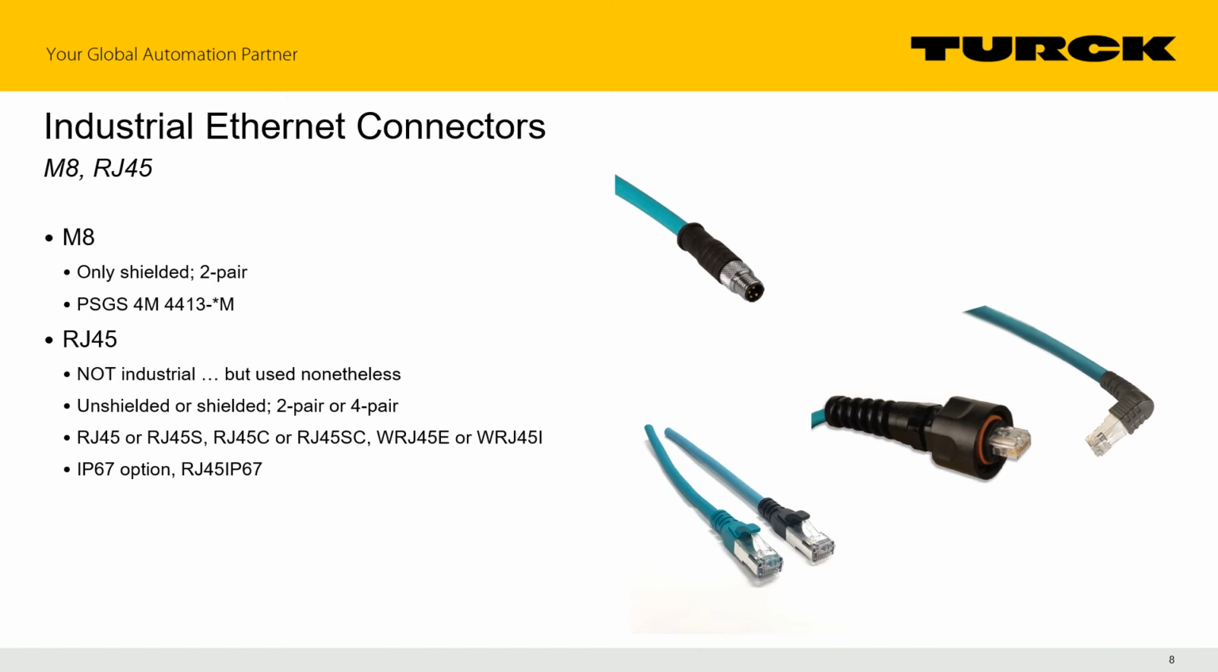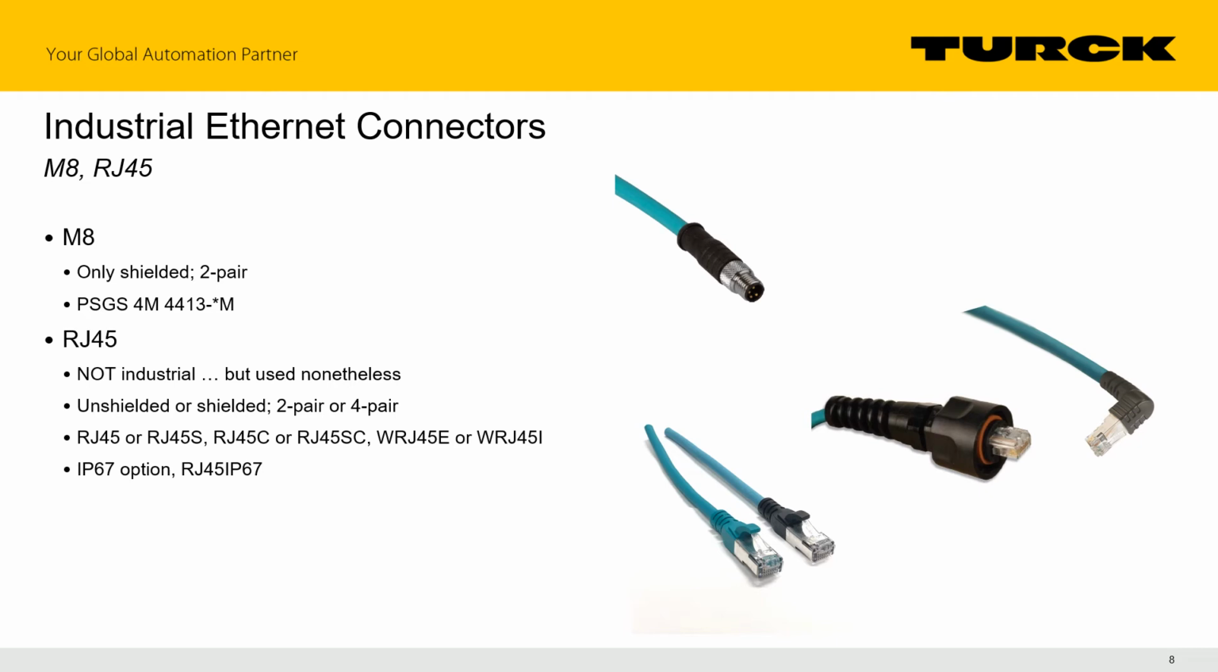A few part number examples are noted here, such as the unshielded RJ45, the compact RJ45C, the shielded RJ45S, and the right angle WRJ45E. For customers interested in the right angle version, we do offer it 2 ways, with the tab on the exterior of the connector, designated with an E in the description, and the tab on the interior of the connector, designated with an I in the description.